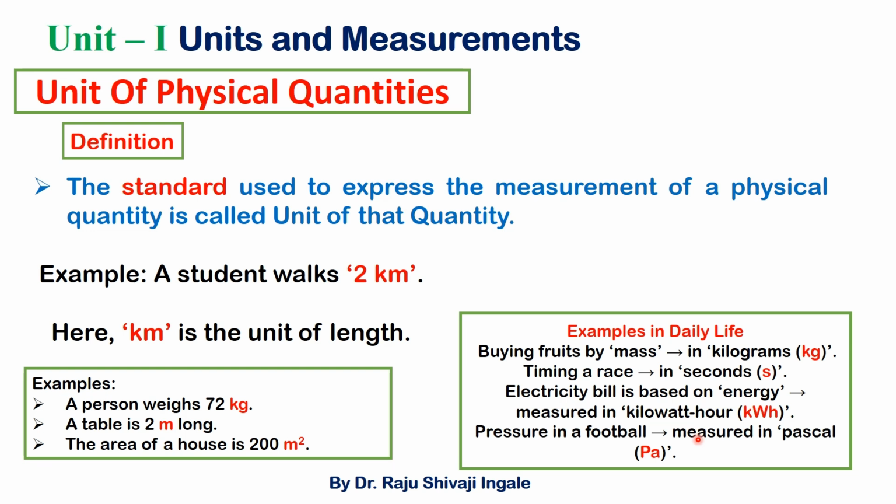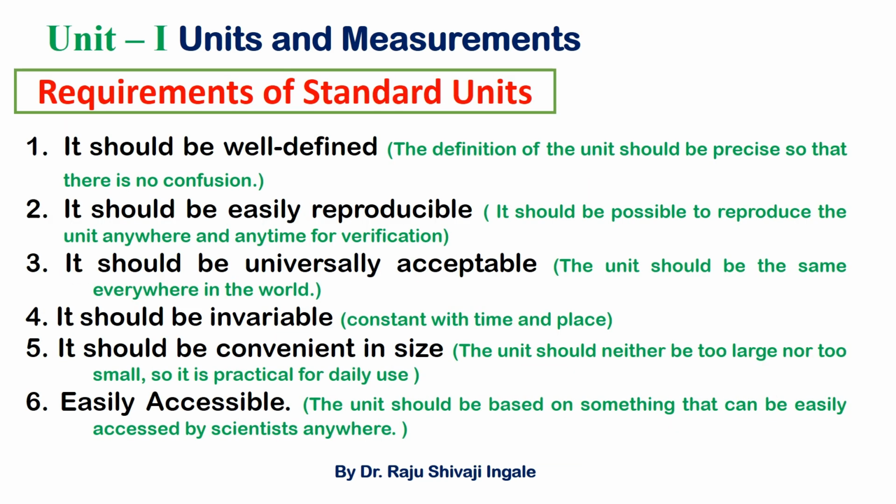Now guys, there are some requirements for standard units. Now guys, why do we need standard units? Just imagine that one person measures length using his hand span, another person uses a footstep, and a third person uses a stick. Will they all get the same result? Absolutely not, because everyone's hand, foot or stick is different. So that's why scientists decided we must have globally fixed standard units. It will be the same for everyone everywhere in the world.